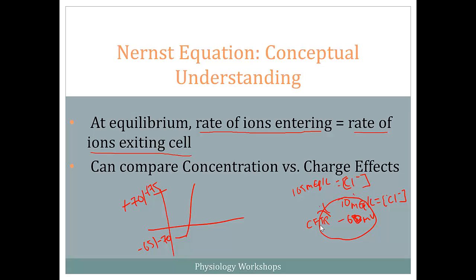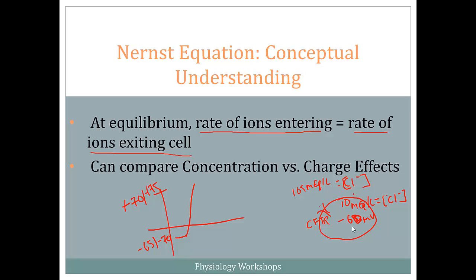And so now the question is, we have a lot of negative charge on the outside. We have negative charge on the inside. So if we just look at the charge, we would think that this 10 milliequivalent per liter of chloride would want to go out the CFTR channel. But then if we look at the concentration effect, we have 105 milliequivalents per liter on the outside and 10 milliequivalents per liter on the inside. So we'd think that the chloride would want to move in. So how do we know which way the actual chloride ions are going to flow?